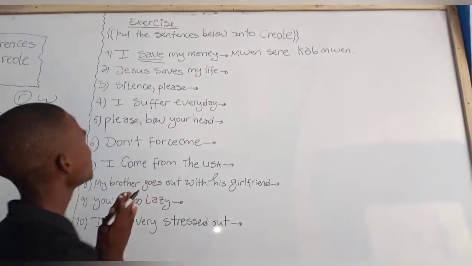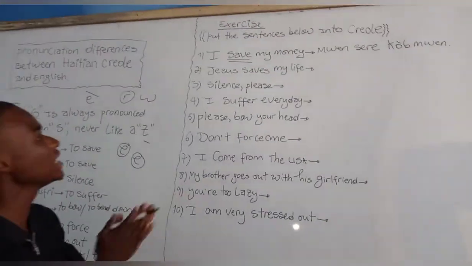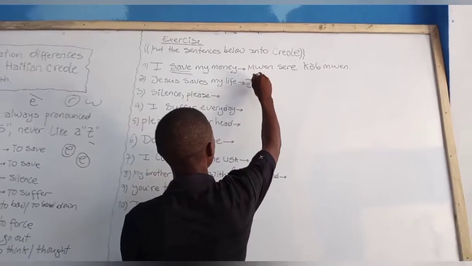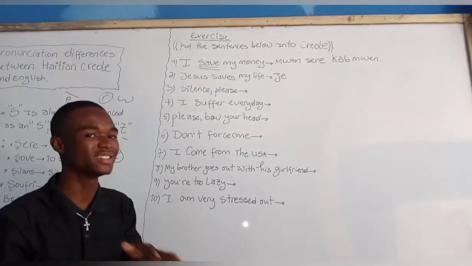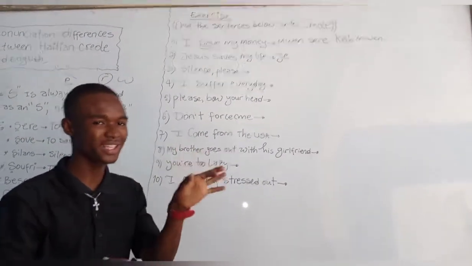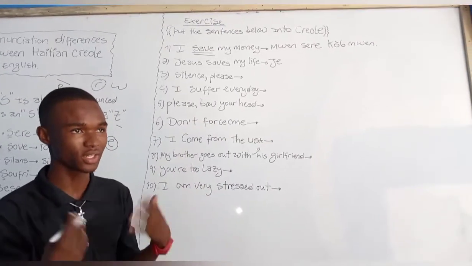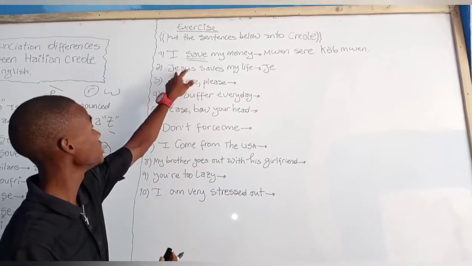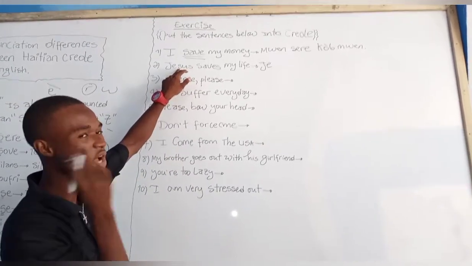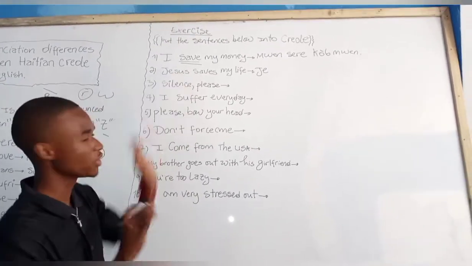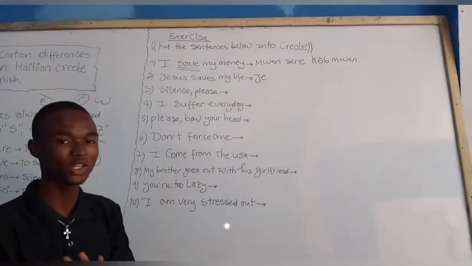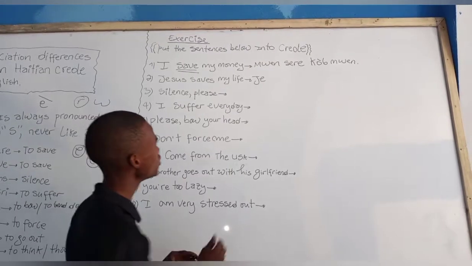The next sentence is Jesus saves my life. How do you say Jesus? Alright, we say Jésus. When you hear the sound Z, what do you think of? Do you think of S or Z? In English the letter S can be Z sometimes. This is Jesus, the sound is Z. But in Creole, no. If we want the sound Z, we can't use the letter S. We need to use the letter Z.